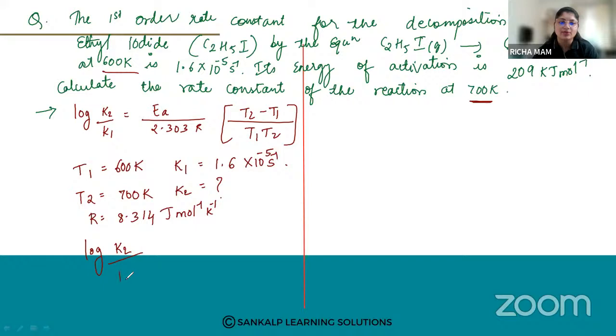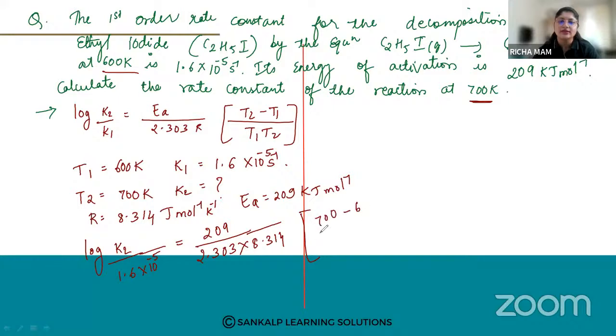K1 is 1.6 into 10 raised to minus 5 is equals to EA. Activation energy is also given now. What is EA value? EA is 2.9 kilojoules per mole. So let us put 2.9 divided by 2.303 into 8.314, into T2 minus T1 over T2 into T1, that is 700 minus 600 over 700 into 600. So now do the calculation.